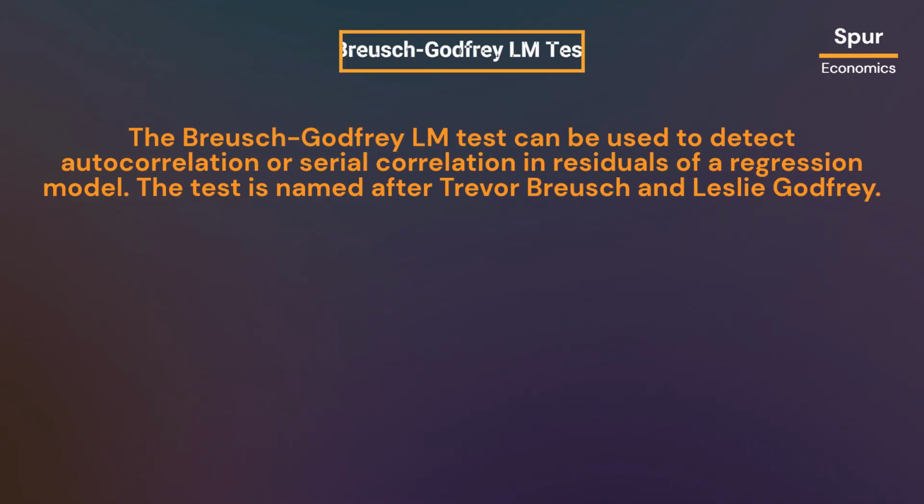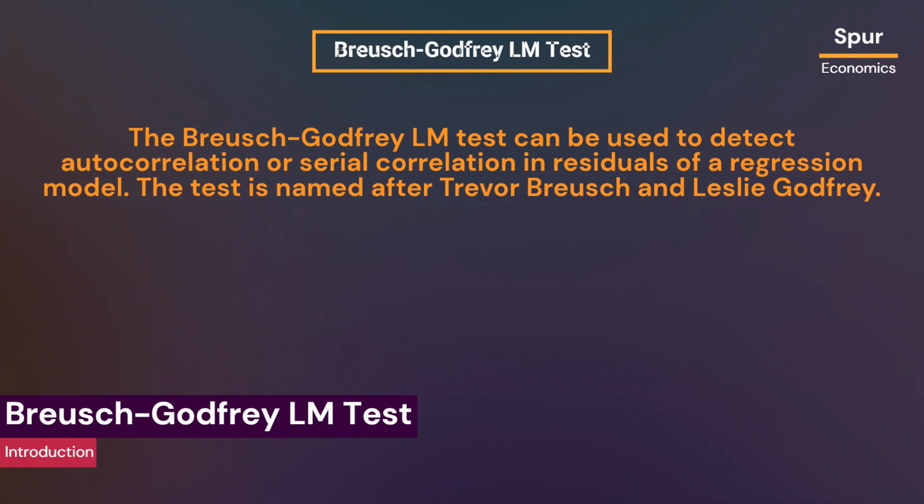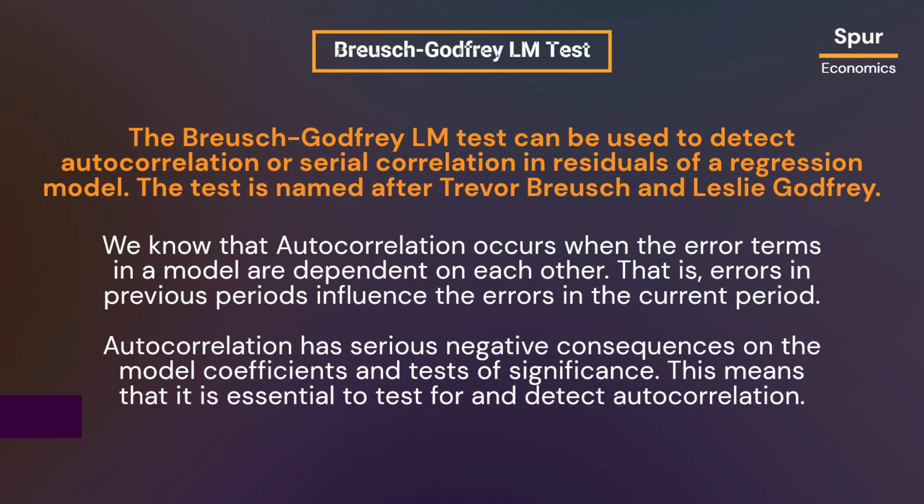The Breusch-Godfrey LM test can be used to detect autocorrelation or serial correlation in residuals of a regression model. The test is named after Trevor Breusch and Leslie Godfrey. We know that autocorrelation occurs when the error terms in a model are dependent on each other. That is, errors in previous periods influence the errors in the current period. Autocorrelation has serious negative consequences on the model coefficients and tests of significance. This means that it is essential to test for and detect autocorrelation.